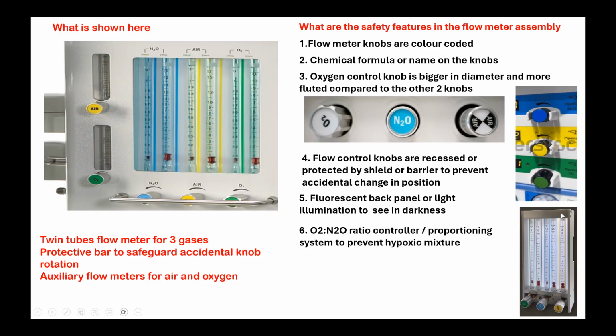So it may have a light here or it may have a fluorescent back, and oxygen to nitrous oxide ratio controller or proportional system to prevent hypoxic mixture, and anti-static coating to prevent the bobbin or the float getting stuck. All these safety features in the flow meter.